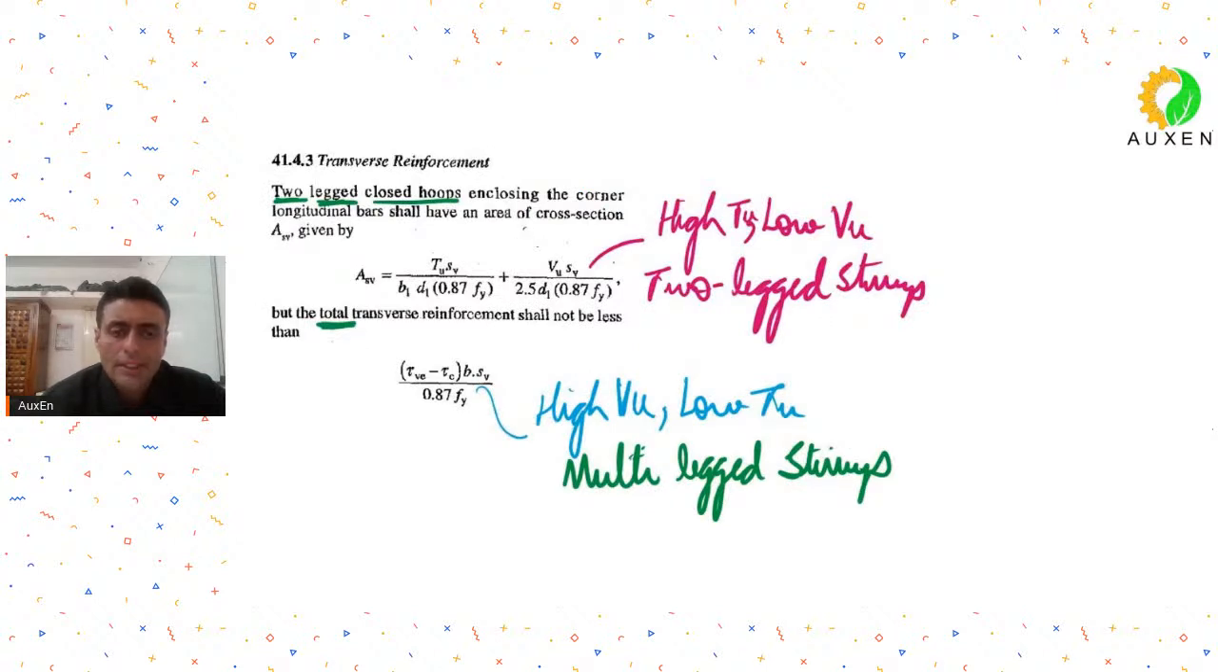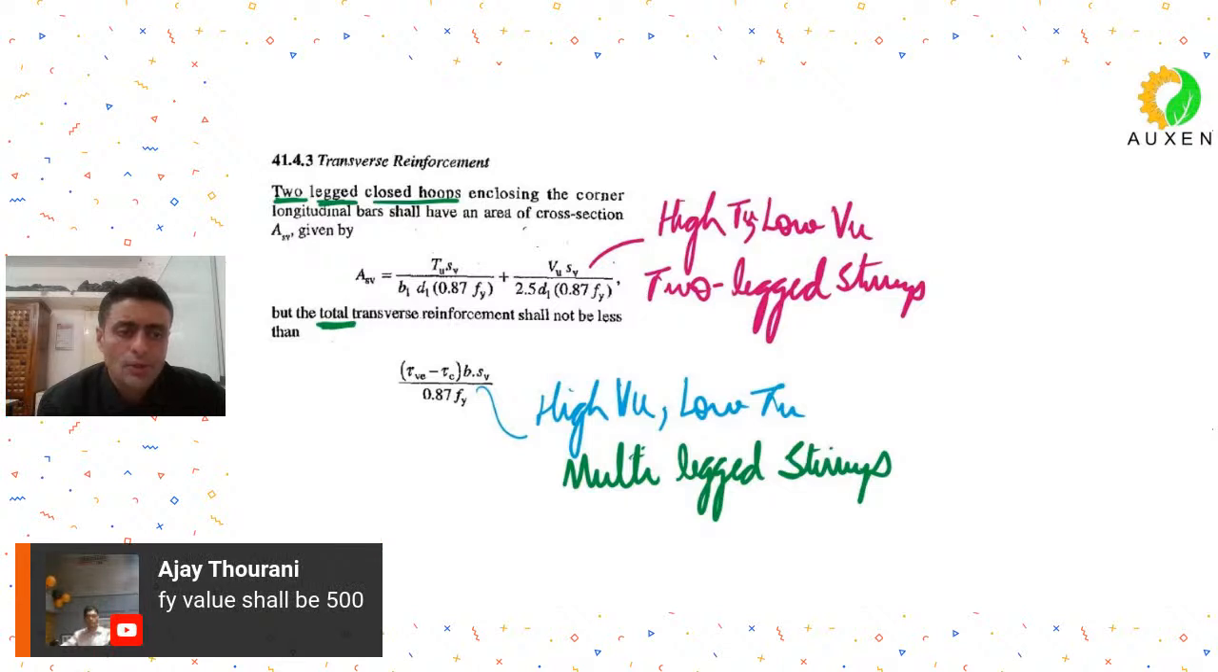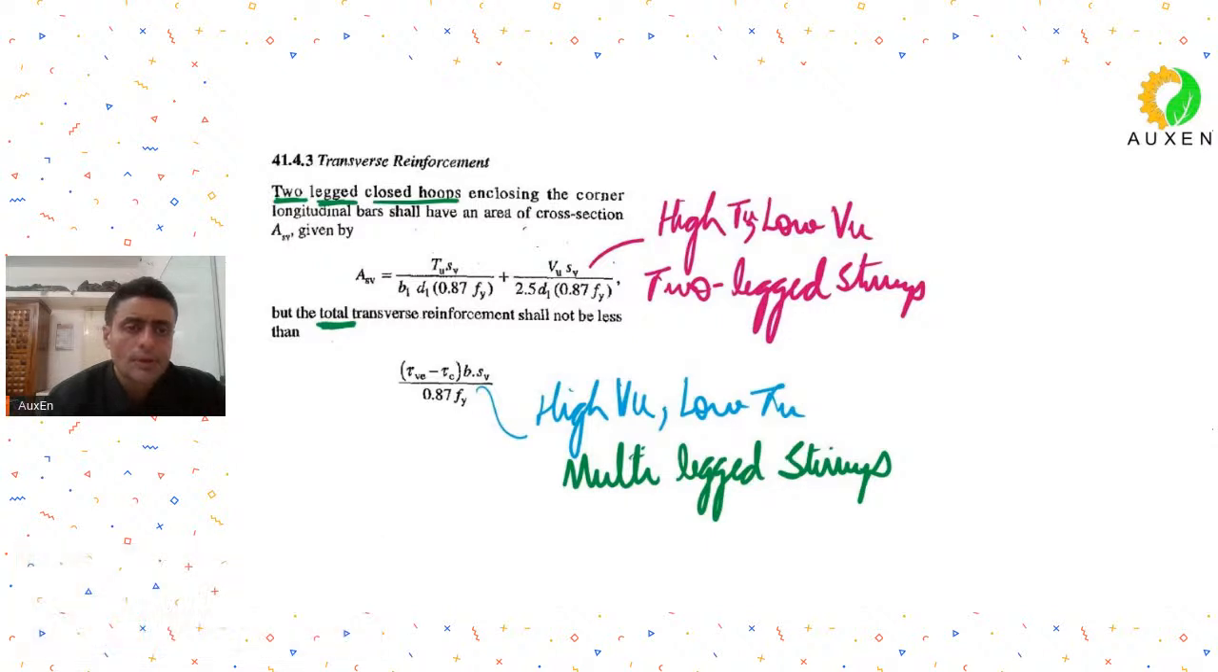Ajay ji is saying Fy value should be 500. Okay, I'll just take up this issue. Let me finish. So let us try to reinterpret this.